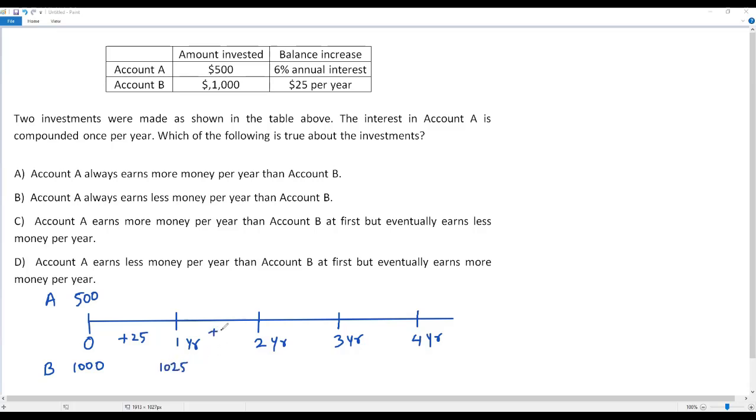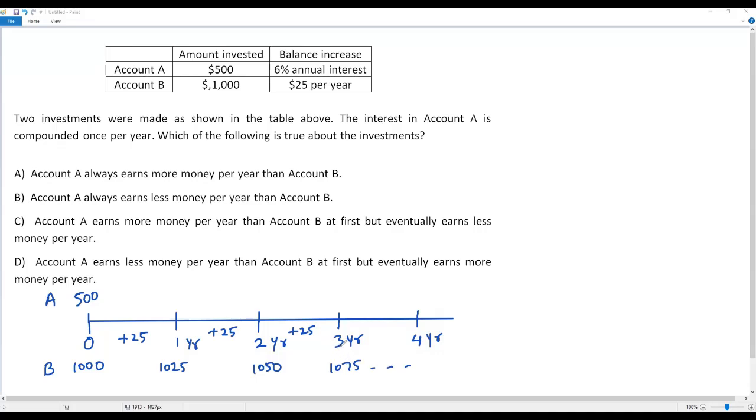For the second year also it will increase by $25, because every year it increases constantly. At the end of the first year the balance in account B is $1,025. At the end of the second year, again it will increase by $25, so 1,025 plus 25 will become $1,050. For the third year also it will increase by $25, and at the end of the third year the balance will be 1,050 plus 25. It will become $1,075, and it will keep going like this.